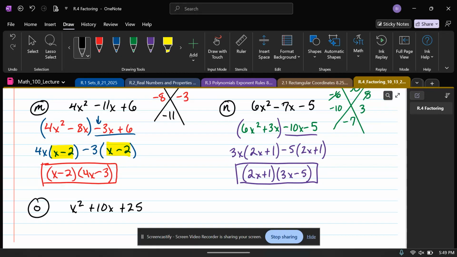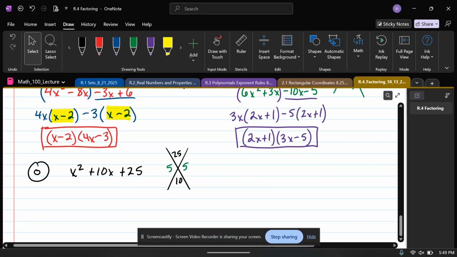X method, multiply to be 25, add to be 10. 5 and 5, right? Can I use my shortcut? Oh, yeah. I like that. That means things go faster.